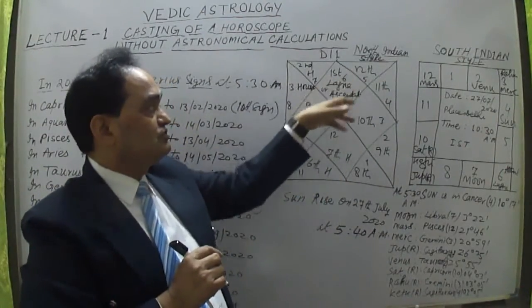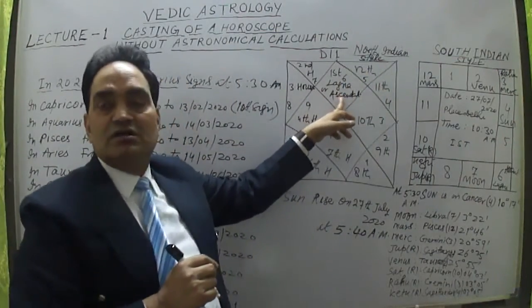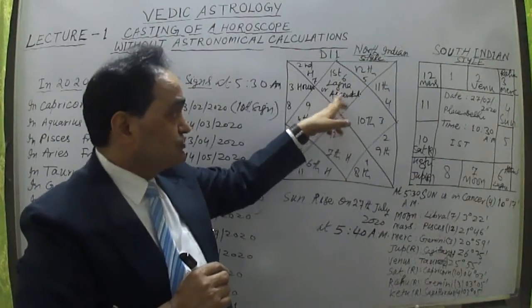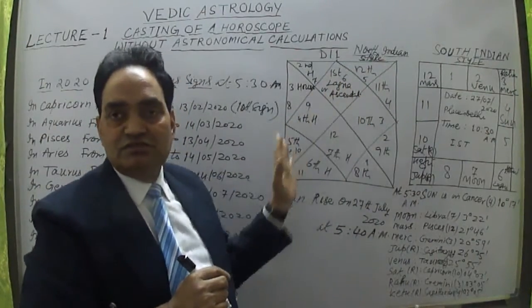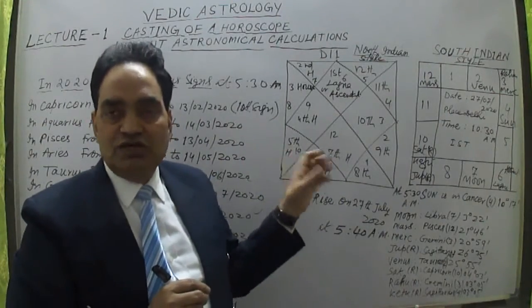This is the North Indian style. So this is the Cancer sign, Leo sign, Virgo sign. So the Virgo sign is the ascendant at 10:30 a.m. In this way we can find out the casting of the horoscope.